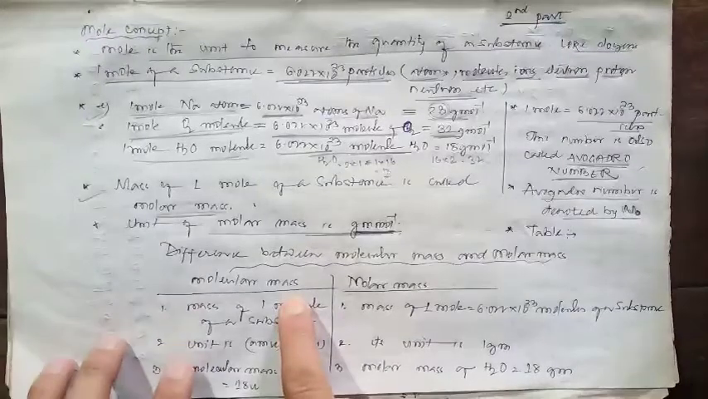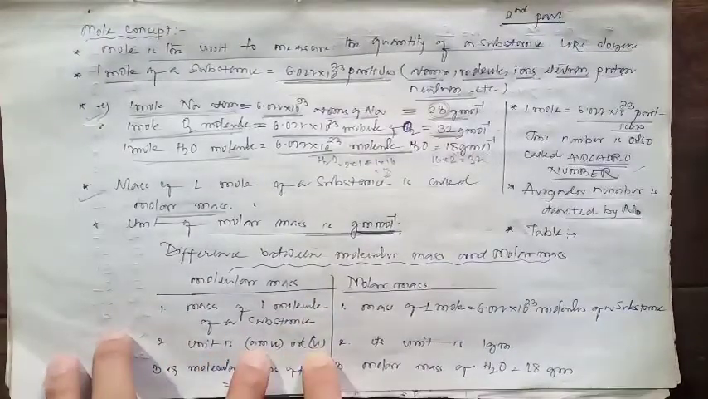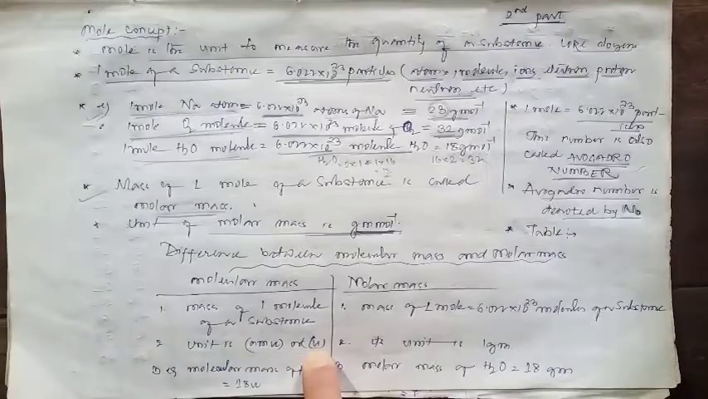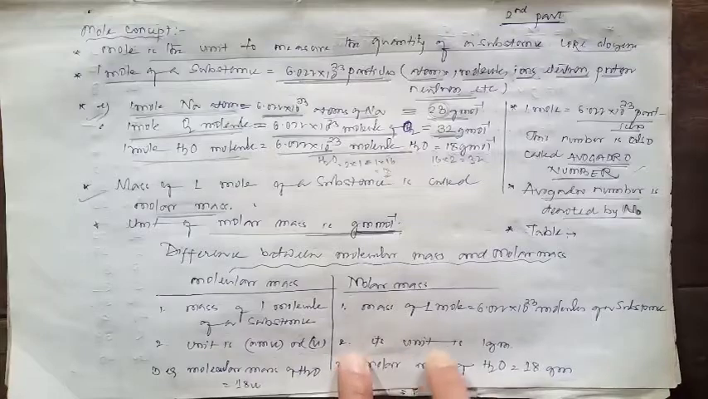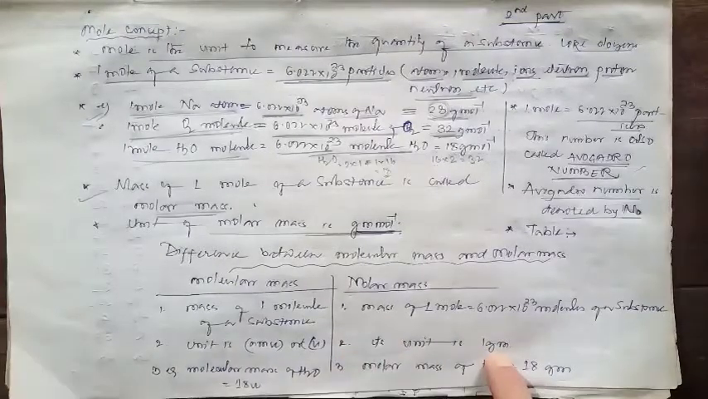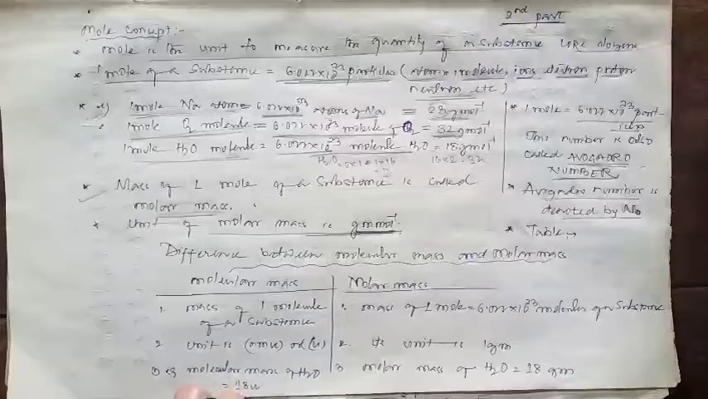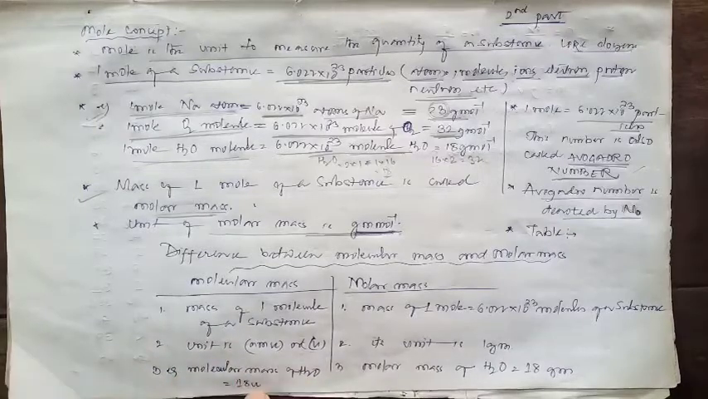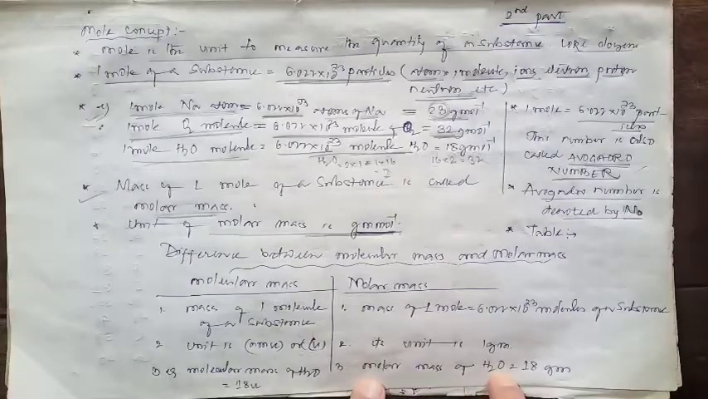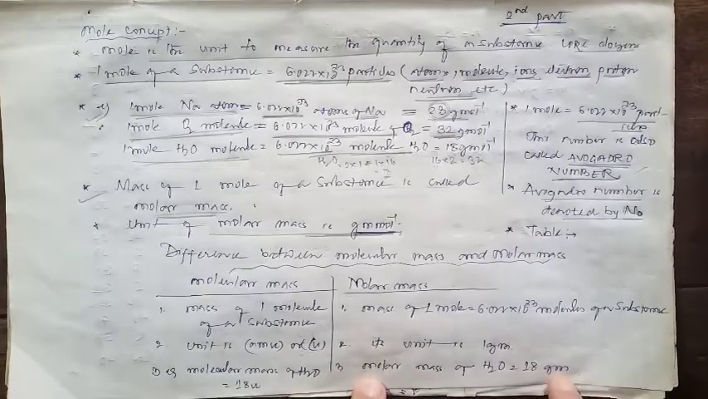How do you measure the molecular mass? Molecular mass is measured in the unit AMU, or unified mass, which we have already discussed in the previous lecture. And molar mass is measured in the unit gram. Let's understand with one example. The molecular mass of water is 18 unit. We shouldn't write 18 gram. Molecular mass means it's the mass of 1 atom or 1 molecule. So the molecular mass of water is 18 unit, but the molar mass of water is 18 gram.